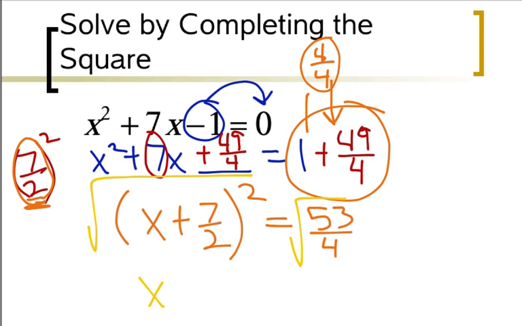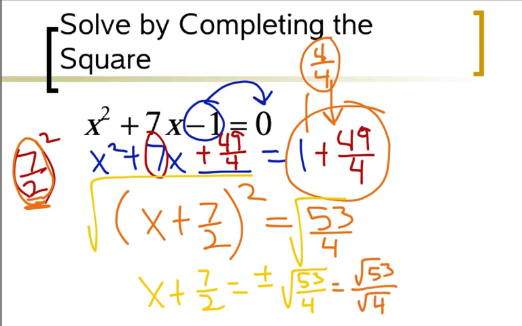And I get x plus 7 halves equals plus or minus the square root of 53 over 4. That part is just a little bit ugly, but remember, when we have a square root of a fraction, you can take the square root of the 53 over the square root of the 4. So we should write the square root of 53 over 2. Okay? So let me rewrite this.